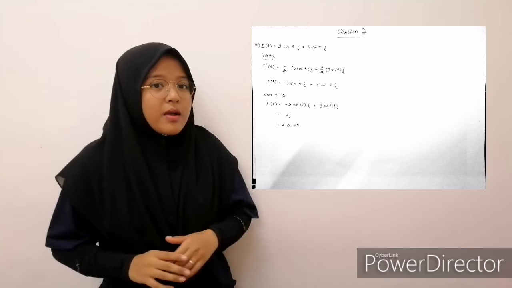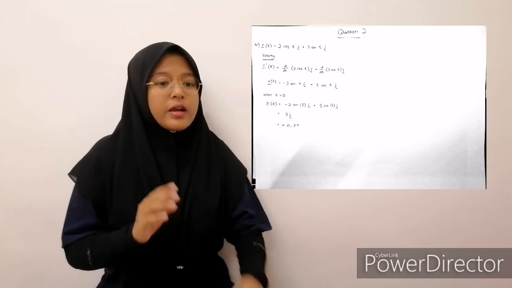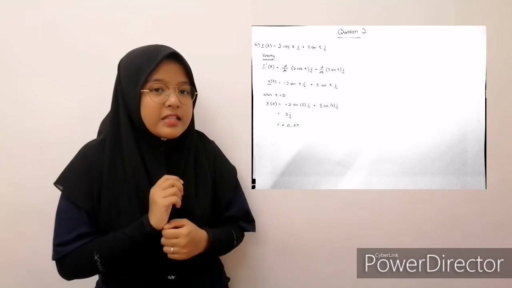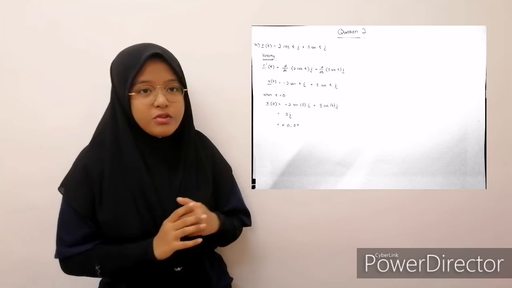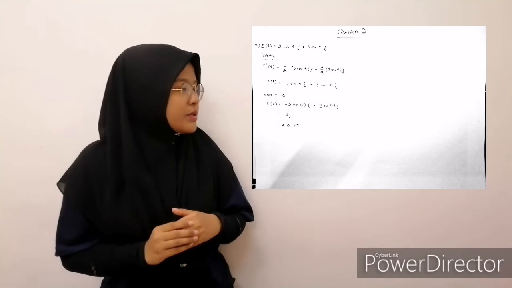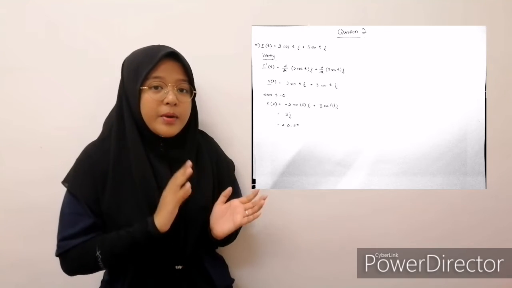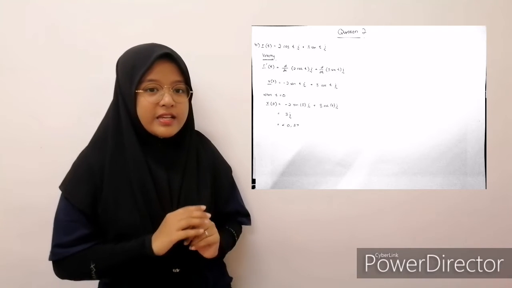Now we will substitute t equals 0 into this velocity. So we will get negative 2 sin 0 i plus 3 cos 0 j. Now the answer we get is 3j, and the particle coordinate we get is (0, 3).